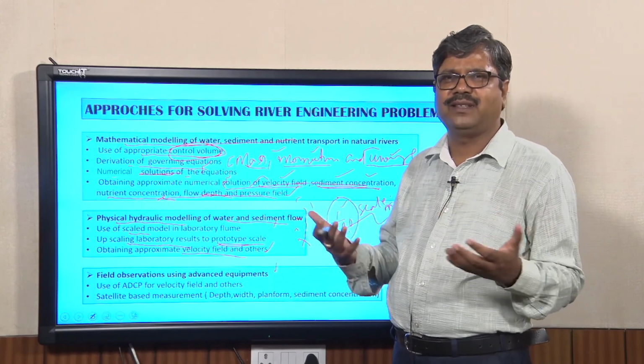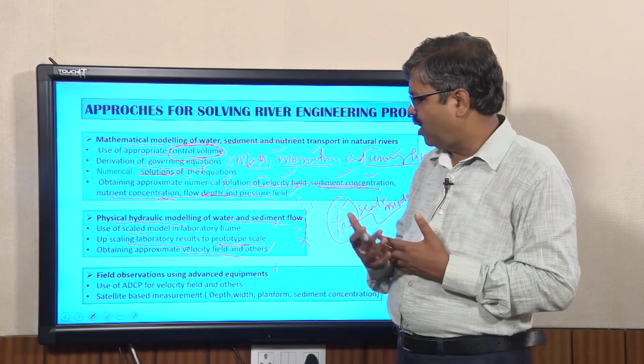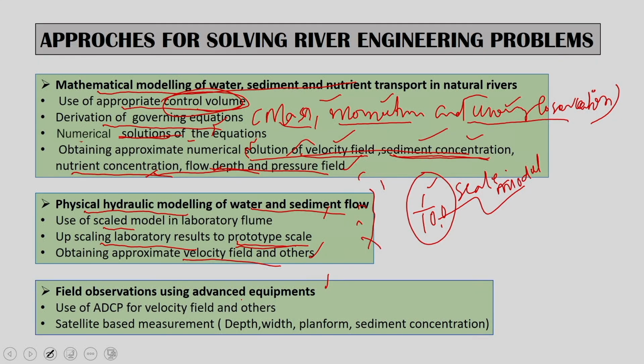But how accurate are this physical model and mathematical model to real conditions? We have to have the field observations. These field observations are very critical nowadays. That is what is possible nowadays, that we can conduct the field observations with advanced equipment like ADCP, acoustic Doppler current profiler, to measure the velocity field and sediment concentrations, the water depth, all we can measure.